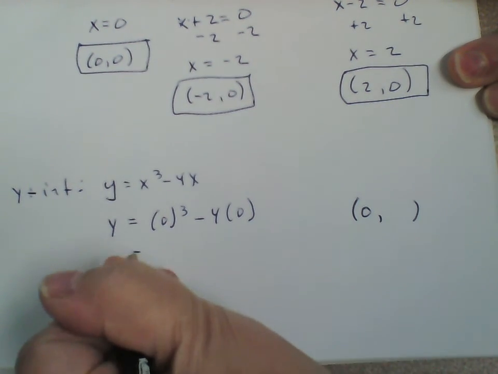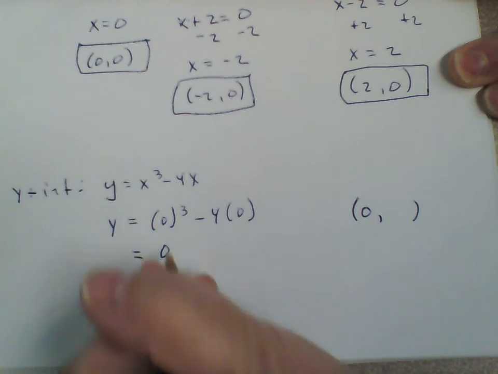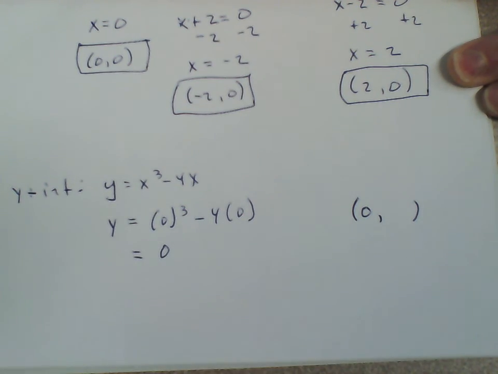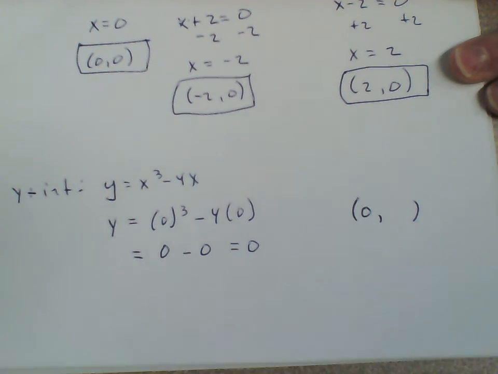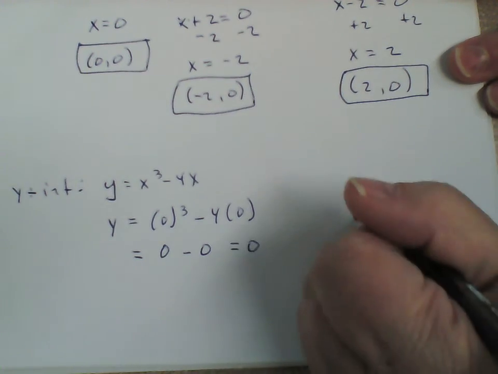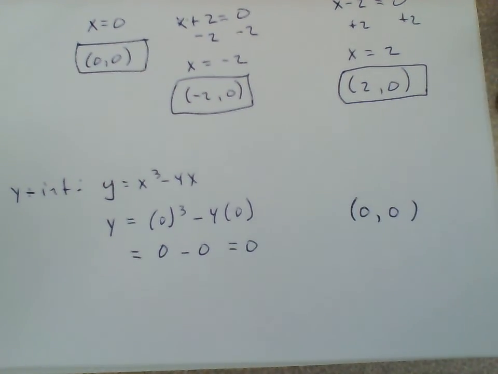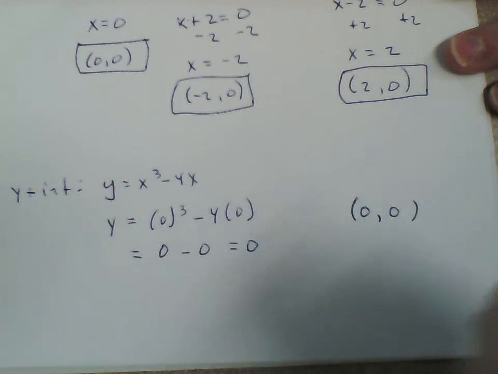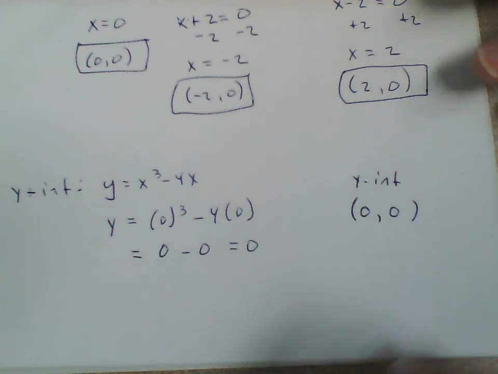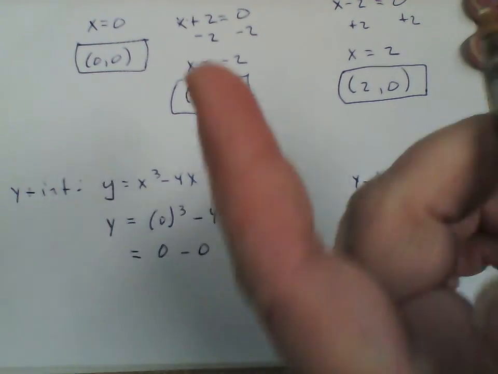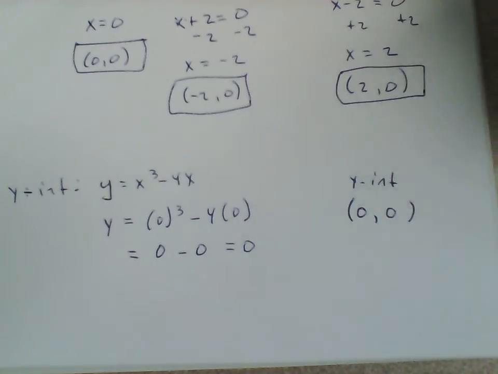So we've got 0 cubed. Well, that's just 0. Minus 4 times 0. Well, anything times 0 is 0. So I have 0 minus 0, which just equals 0. So when we set x equal to 0, our y also equals 0, which means that our y-intercept is the point (0, 0). So it's at the origin. It shares space with the x-intercept, which kind of makes sense when you see a (0, 0) in the x-intercept, that the y-intercept is also going to be (0, 0) because both numbers are at 0.